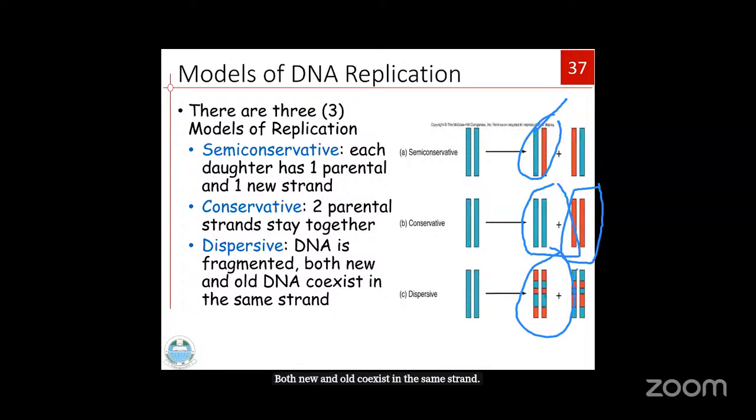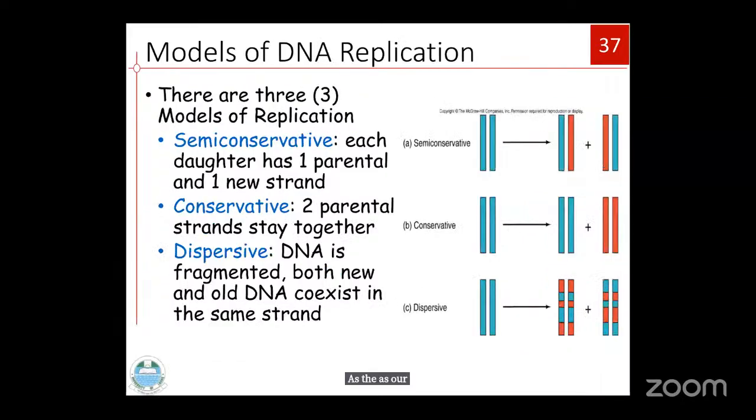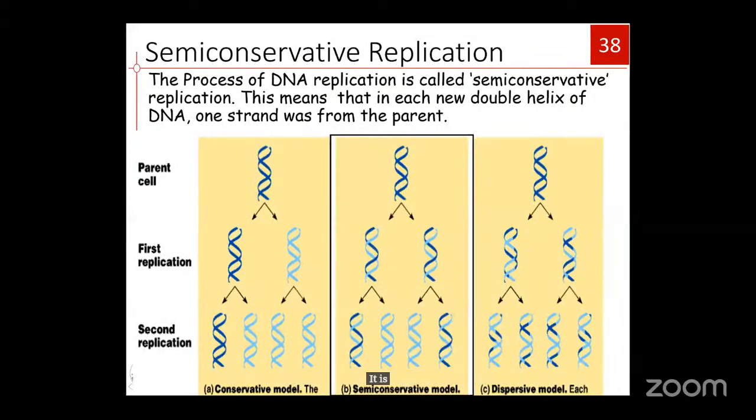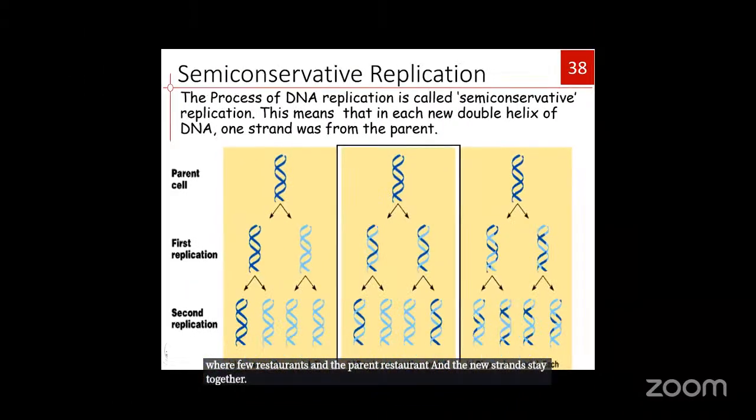Now, these are 3 models that were propounded for DNA replication. So which one do we agree with as the model that is used by DNA for replication? It is the semi-conservative model, right? So DNA replication follows the semi-conservative model where the parental strand and the new strands stay together, as seen here in the middle.